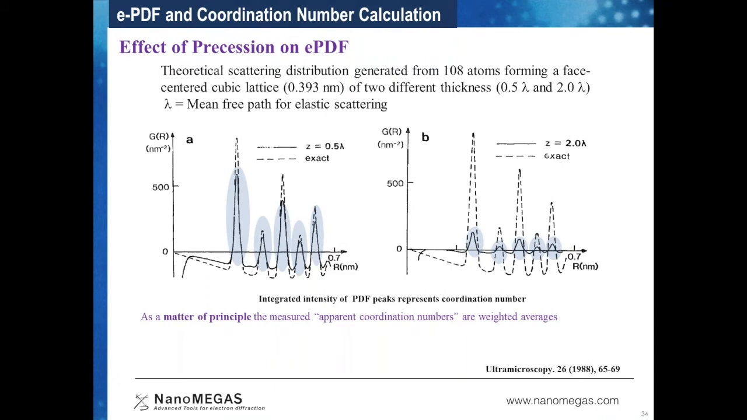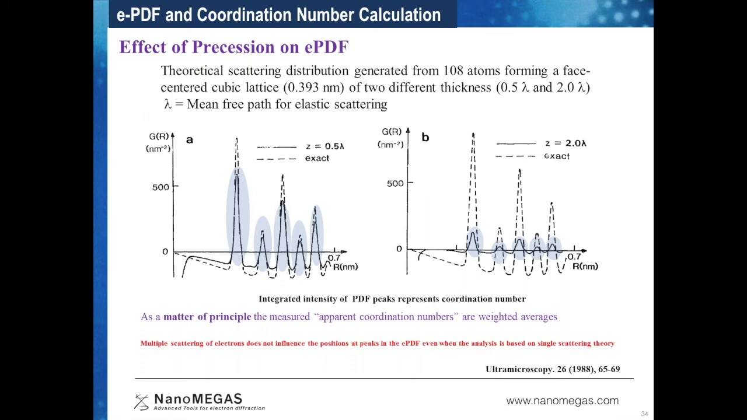Then, one of the most important points, as we all know, the integrated intensity of the PDF peaks represents the coordination number. In the first part of my presentation, I have shown that electron diffraction data is dynamical. Then what is the effect of dynamical scattering on the calculated ePDF? The effect was demonstrated by calculating ePDF with different mean free paths of elastic scattering for a face-centered cubic lattice, and it was shown that multiple scattering does not influence the peak positions, though it affects the height of the peaks.